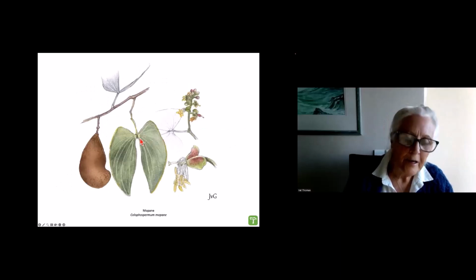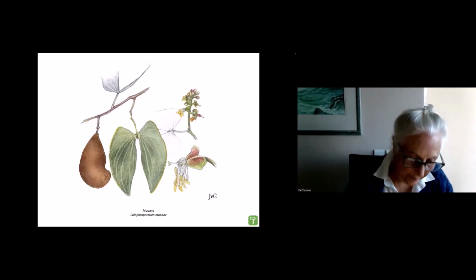Compare this to a mapani, where there's the brown leaf twig. Here's the leaf stalk. And now these two, what were lobes, have actually become two separate leaflets. But this is a compound leaf that doesn't look anything like a feather.